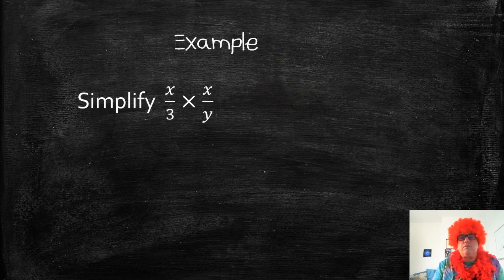Okay, next example. Again, same thing. It doesn't matter where my variables are. I multiply the numerators, multiply the denominators. I don't care if they're the same or different. X times x is x squared in my numerator. And 3 times y is 3y in the denominator. That's it.